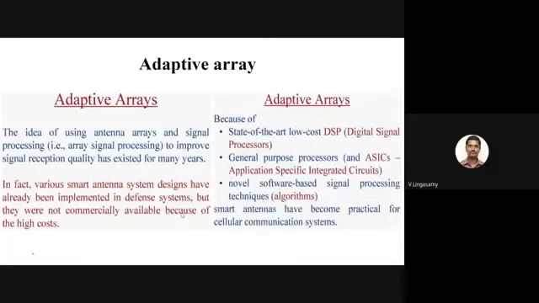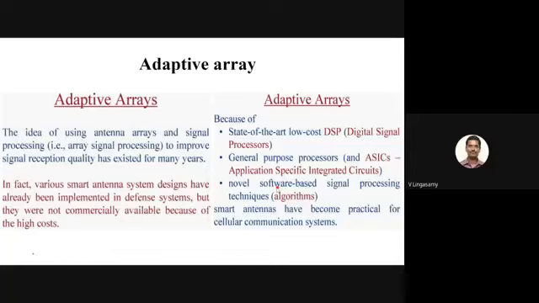Adaptive arrays have a DSP, a digital signal processor. Next is an ASIC based general purpose processor. Why it is required, I will tell you. Next is software based signal processing algorithms. These are the three functions that happen in smart antennas.